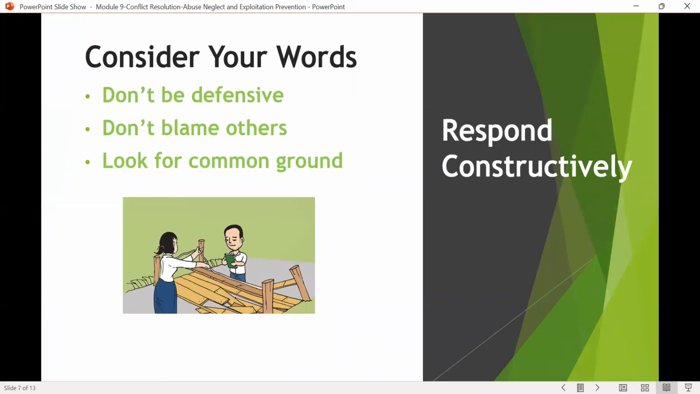The second tool for responding constructively is to consider your words. This means not being defensive. Look for underlying causes of the conflict and address those causes. Avoid blaming others. The more you focus on the issue, the better chance you have of achieving a positive outlook. Finally, look for common ground. This provides a bridge and a place to start building resolutions. Each of these will go a long way toward responding to conflict in a constructive manner.